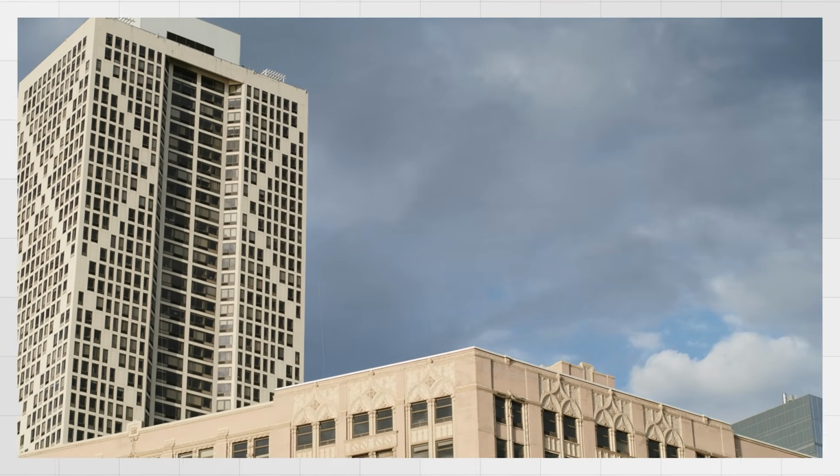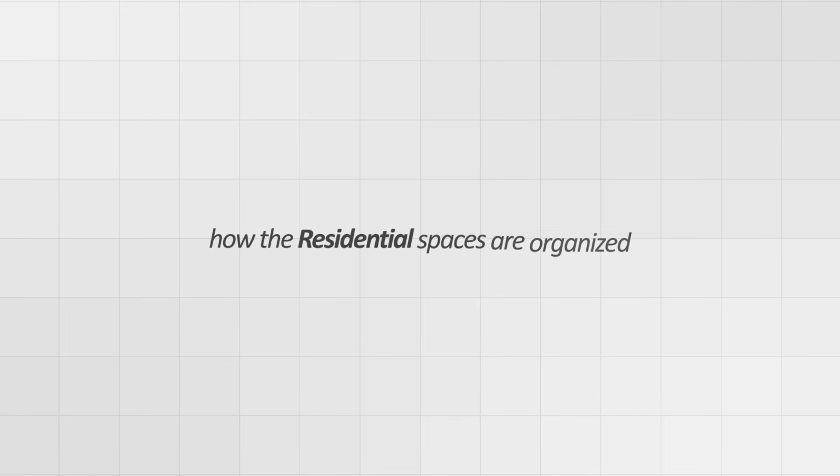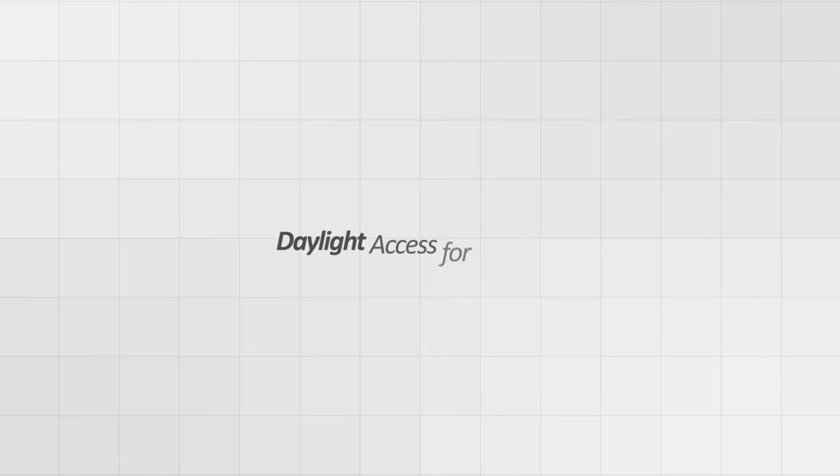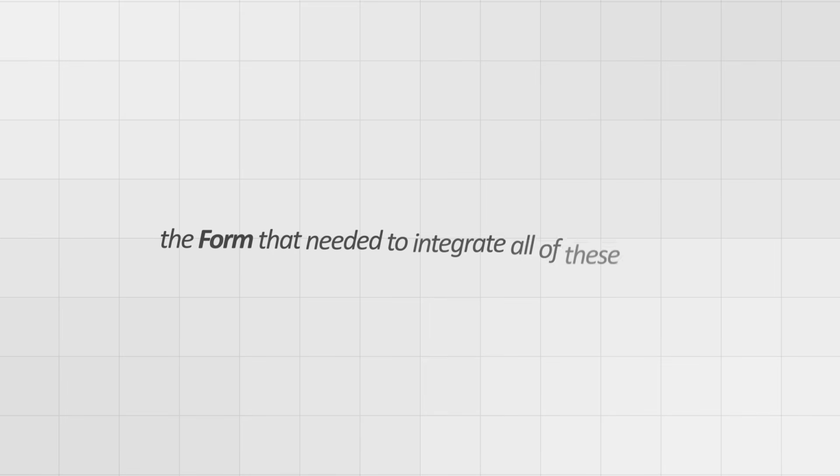We had to think about multiple layers of problems, how the building sits on the site, how the residential spaces are organized, vertical circulation systems, daylight access for the units, views and visual connections, public and semi-public spaces, and ultimately the form that needed to integrate all of these ideas.